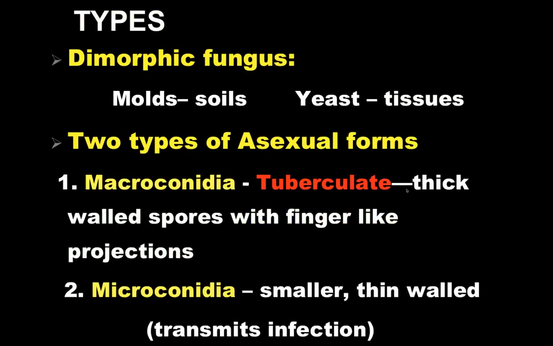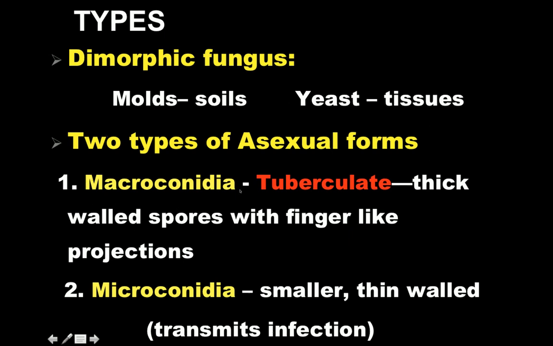They exist in two forms. They are dimorphic fungus. Either they are present in the form of molds and then they are there in the soil, or they are present in yeast. When they are in the tissue, they are in yeast forms, and in soil, they are in the form of molds. Asexual forms are of two types. They are either macroconidia or they are microconidia.